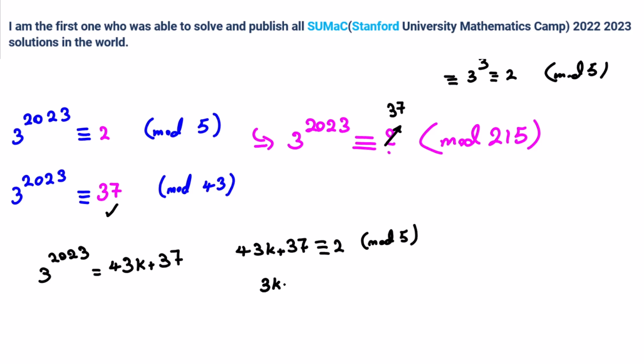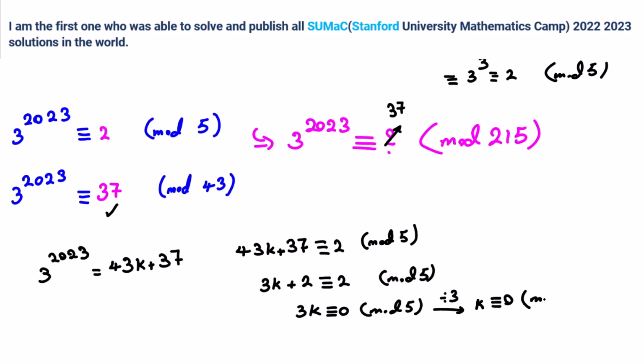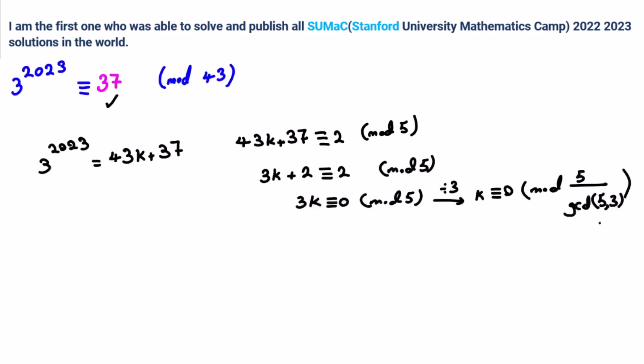This one is 3k. This one is congruent to 2 mod 5, right? Right. So 3k is 0 mod 5. And we can divide both sides by 3. When we divide both sides by 3, we should pay attention to mod. It will be mod what? 5 over GCD of 5 and 3. Okay, so just 5. Exactly. GCD of 5 and 3 is 1. Because it should be an integer. 5 over 3 is not an integer. Okay?